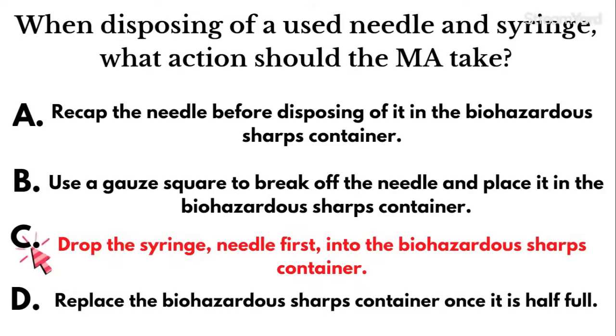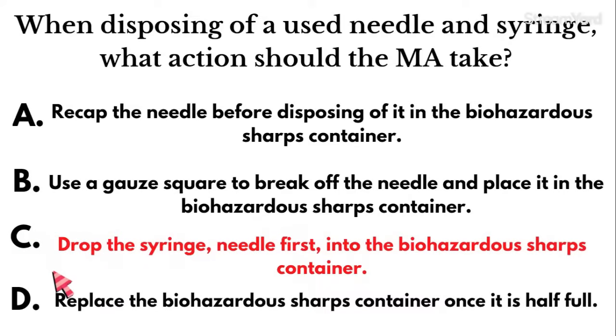You can recap a needle that you have drawn up and you're not ready to use yet. Let's say you have some injections to give, but you have to draw up several different syringes. Then of course you have to recap it. Even then, you use what's called the scoop method, meaning you put the cap down on the table and then you scoop the needle into the cap. But we never will recap a used needle, ever.